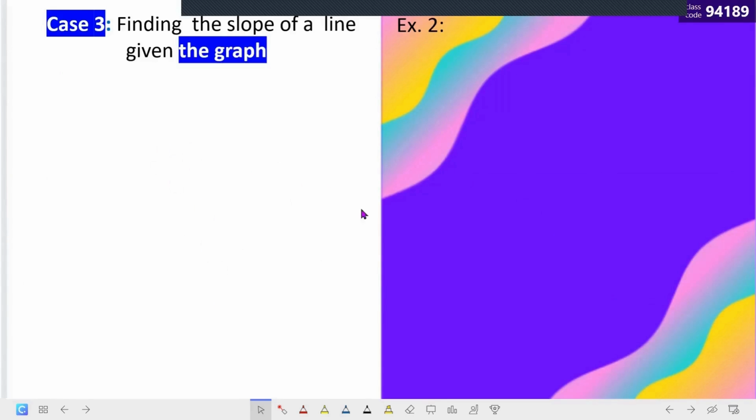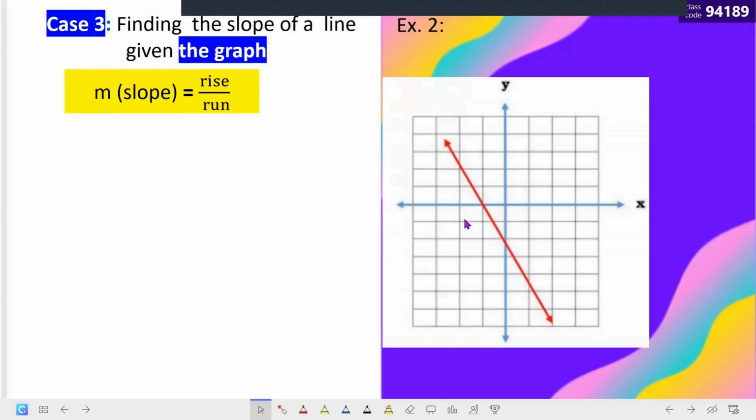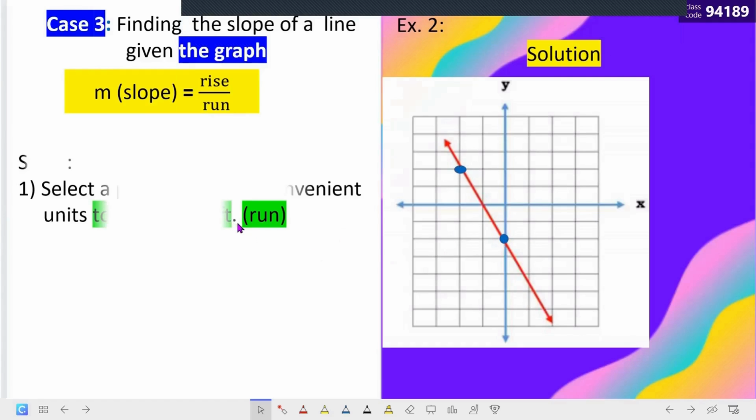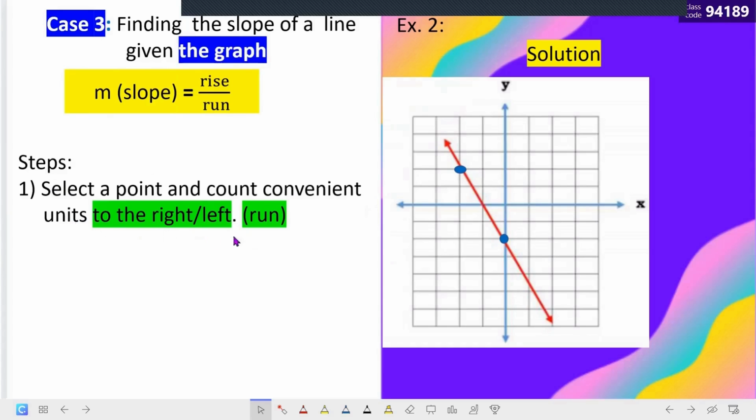Still we have the graph given to us. Let's find the slope applying our formula, rise over run. So let's select 2 points from here. So the solution now, we'll select 2 points, say from here and here. Going to the steps, choose any of these 2 points, select a point and count convenient units to the right or to the left. So let's start from this point, and we will move to the left because our second point is at the left of the first point. So let's move to the left. How many units? 2 units to the left.